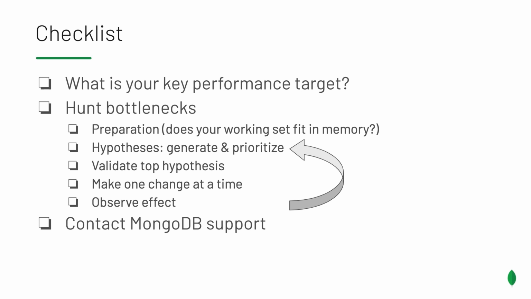Then you test and validate the top hypothesis to see if it's the limiting factor. Make one change at a time and observe the effect. If the change makes performance worse, try the opposite change. If you do improve performance but reach a new limit, you will need to loop back to look at the hypotheses again. The performance bottleneck will probably have moved. Finally, if you're a customer, contact MongoDB support. We have a worldwide team of more than 170 people, and we have solved many of these riddles in the past.